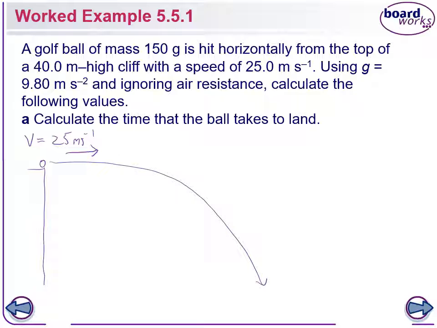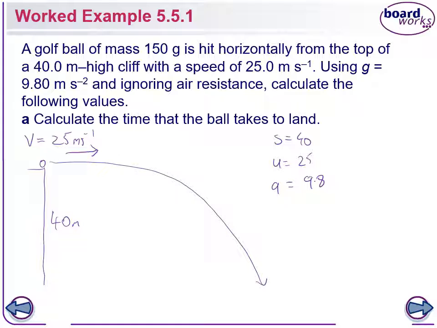We know that the height of the cliff is 40 meters. Which of our SUVAT letters is that going to be? S, distance travelled. Our ball is going to go from the top of the cliff to the bottom, so S is going to be 40. So let's put in the SUVAT letters that we know. S is 40. Then we have U is 25. We have A.